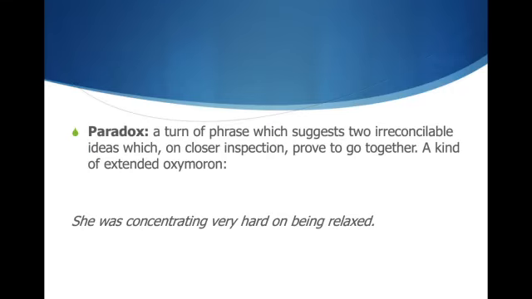A paradox is a turn of phrase which suggests two irreconcilable ideas, which on closer inspection actually prove to go together. For example, a kind of extended oxymoron might be, "She was concentrating very hard on being relaxed." Now, usually if you're relaxing, you don't want to concentrate on anything. And yet here it sounds like she is actively trying to relax. She's putting her full effort into relaxation.